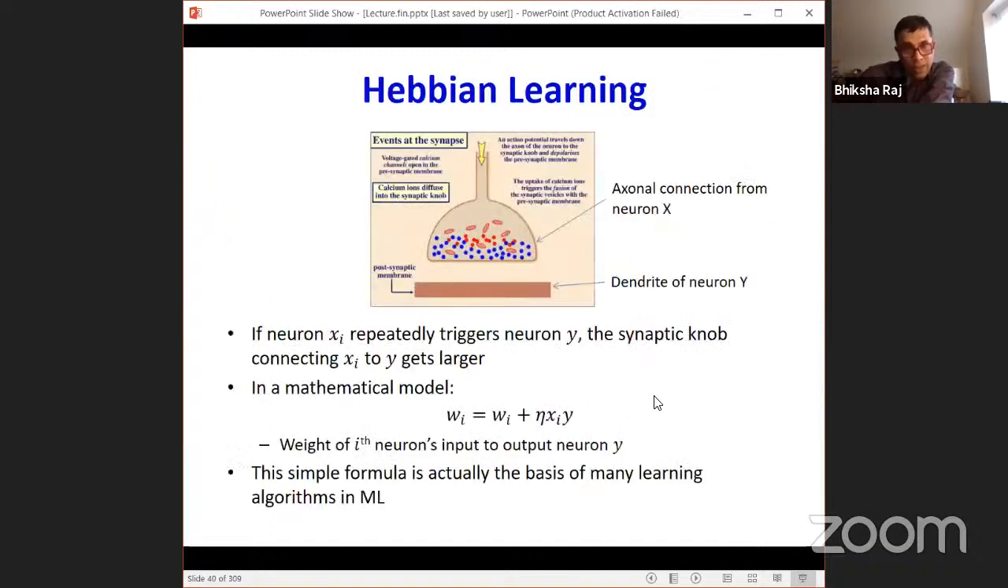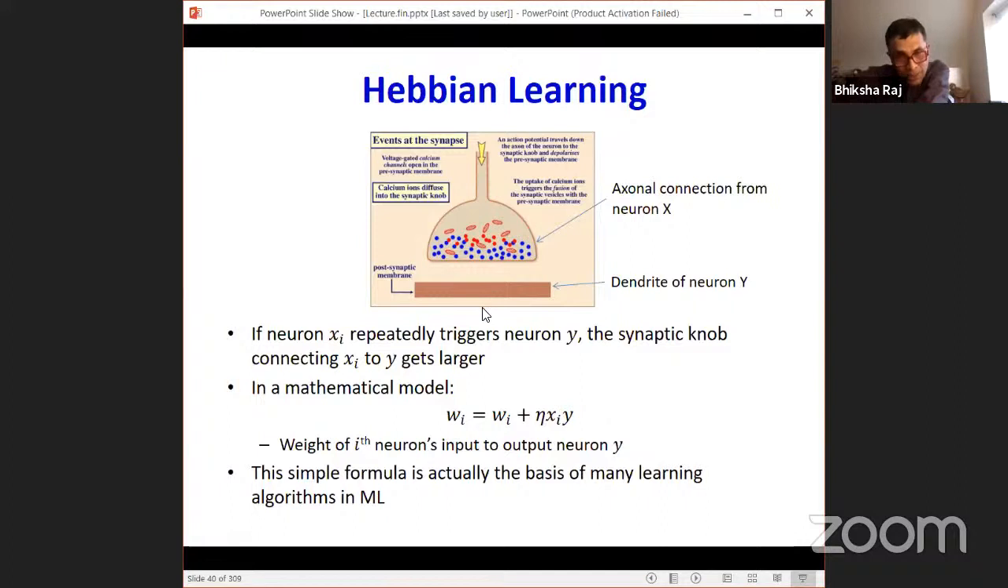So here's his model. Now, when two neurons connect, a neuron connects through a synapse to another neuron, through this axonal connection to the dendrite of the receiving neuron. And this connection is what is called a synaptic knob. The actual signals are sent through chemicals that go from the knob to the dendrite. Now, the larger this knob, the more the chemicals that go through. And this has a specific property. If at any time this guy sends out some chemicals and this responds, then the knob gets larger. So if neuron Xi repeatedly triggers a neuron Y, then the synaptic knob connecting Xi to Y gets larger.